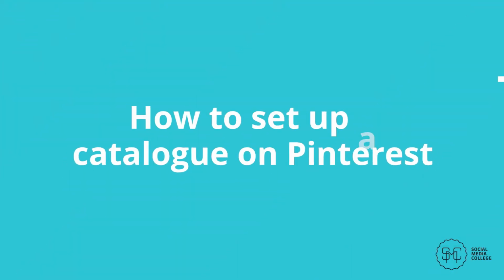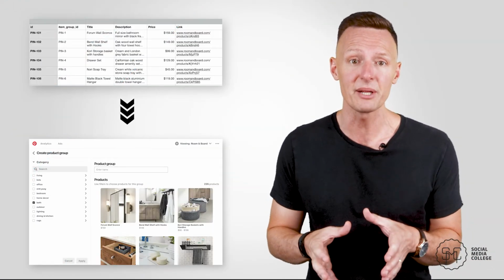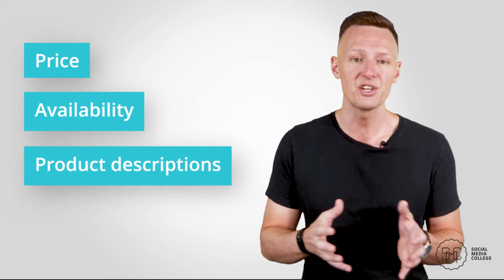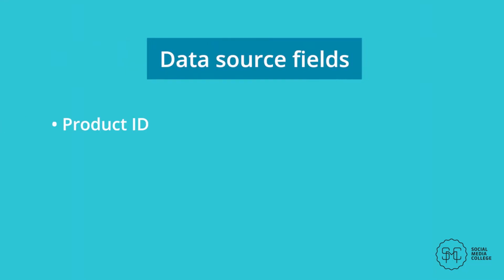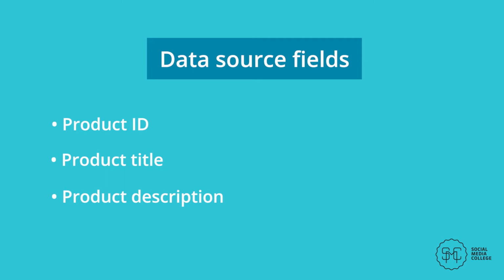How to set up a catalog on Pinterest. First, you'll want to set up a data feed that can be updated dynamically with relevant information like price, availability, and changing product descriptions. Your data source must use one of the following format options: TSV, CSV, or XML RSS 2.0. You must include the following fields: product ID, product title, product description, link to product, image link, and price and availability.